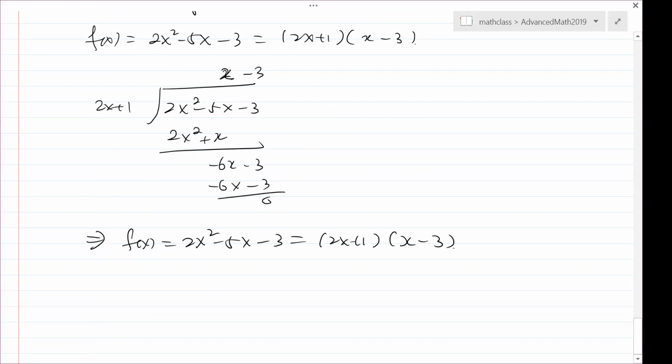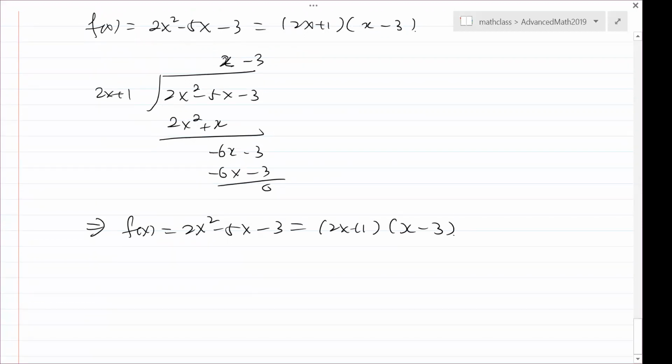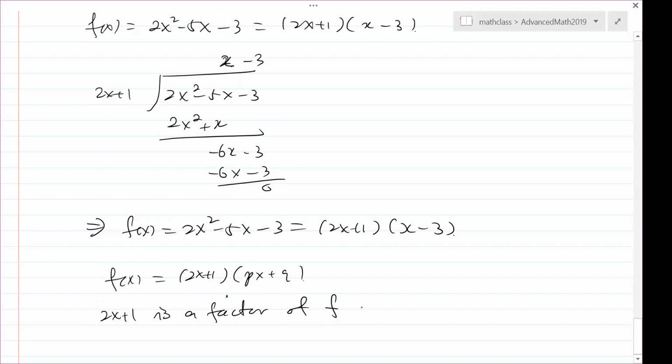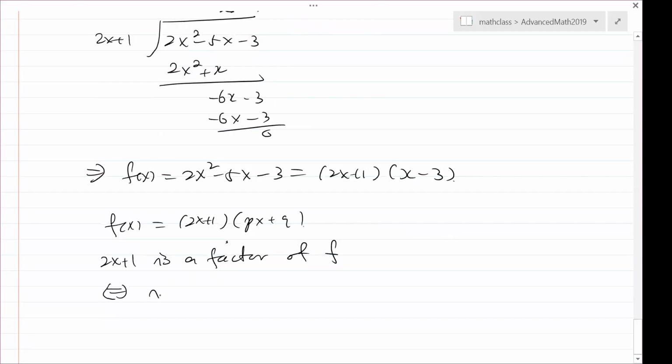Now, this is the second method, right? There's another method to show 2x plus 1 is a root. Okay. So f of x, take a look at, right? So that means 2x plus 1 is a factor of f if and only if x equals -1/2 is a root. Do you agree? Yeah. Okay.